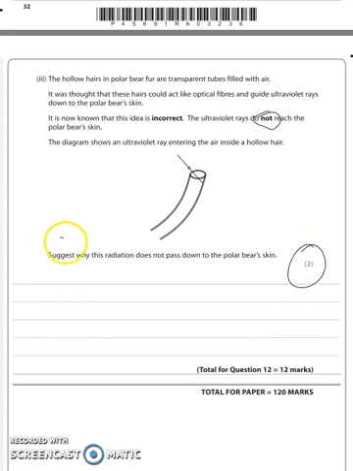Looking for 2 marks here. We're just looking for suggestions. So you could say the ultraviolet light travels in air, not in glass or hair. Ultraviolet is absorbed by the hair, therefore total internal reflection does not happen. Explain why. So what we're looking for here, if it was going to go down the tube, we would have looked for it to do something like this. If that doesn't happen, it means that total internal reflection does not happen.